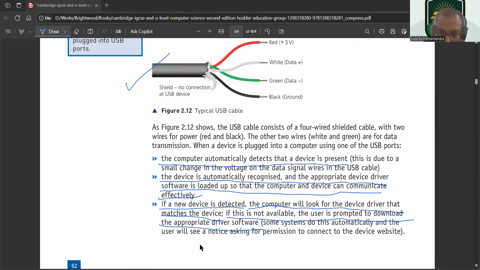Write these underlined parts quickly. Write them down. These are the tasks of the USB separately. Write down all the things.